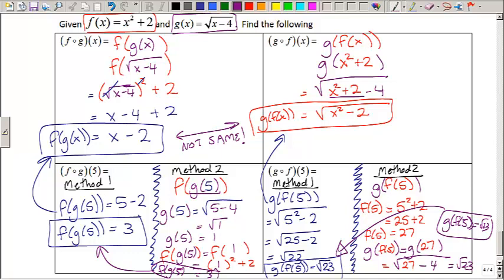This concludes our section on operations of functions. First, we found the domain of an equation. Next, we found new functions by combining functions. And lastly, we found new functions by composing two functions.